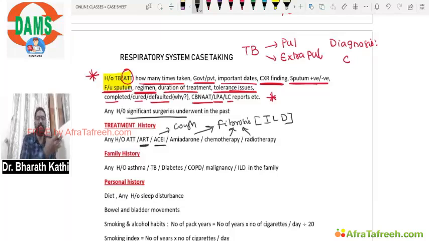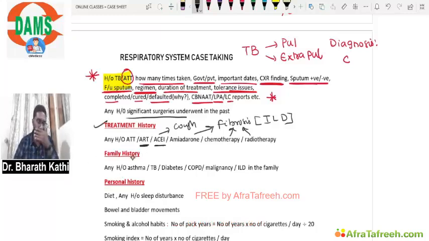Now there is a patient with features of pneumonia. He is taking ART but not properly. Now your diagnosis completely changes. So it will be pneumonia in an immunocompromised patient. Instead of thinking of common organisms, you can think of pneumocystis pneumonia and other uncommon organisms. And after treatment history: has he taken any ATT, ART, ACE inhibitors, amiodarone, chemotherapy, radiotherapy, etc.?